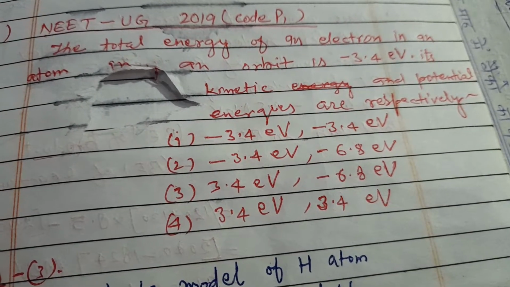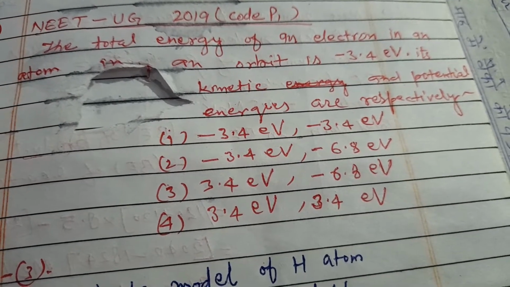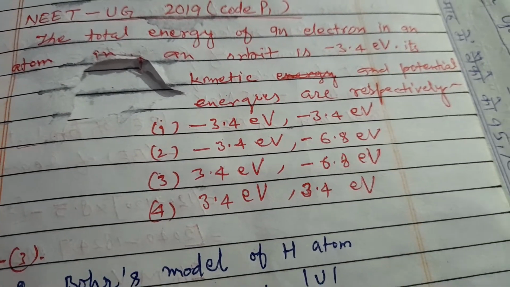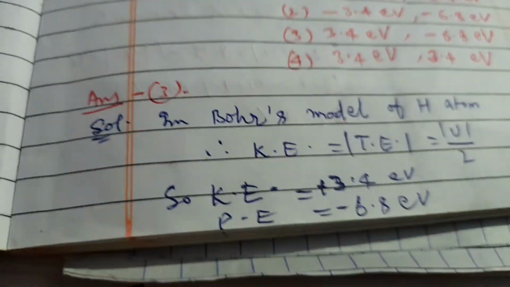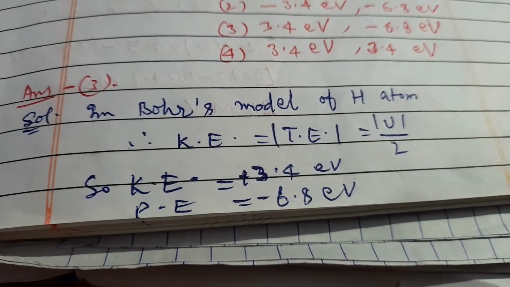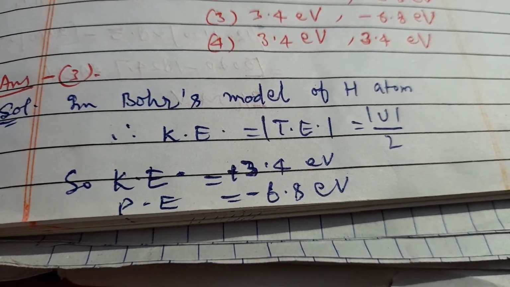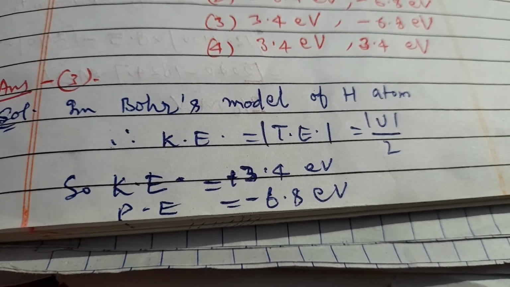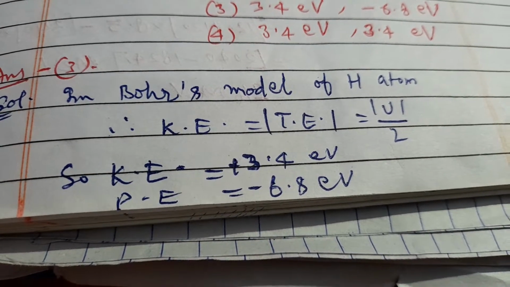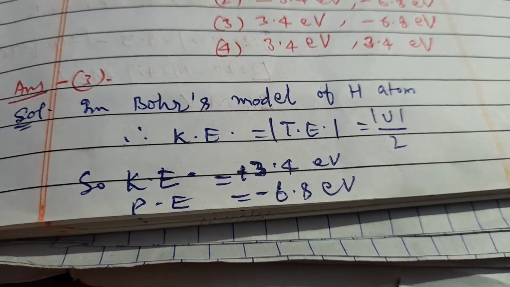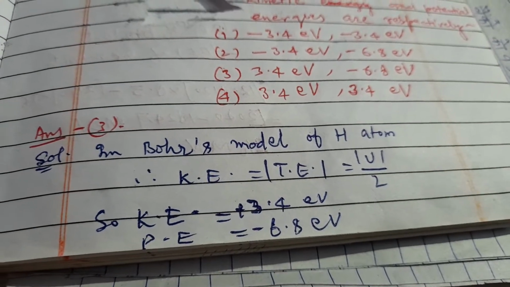क्वेश्चन को समझ लें. The total energy of an electron in an atom in an orbit is minus 3.4 electron volts. Its kinetic and potential energies are respectively. We have to calculate kinetic and potential energies. Question is very simple. In Bohr model of hydrogen atom, kinetic energy is modulus of total energy, that is modulus of U upon 2. So kinetic energy is plus 3.4 electron volt and potential energy is minus 6.8 electron volt. So option 3 is correct.